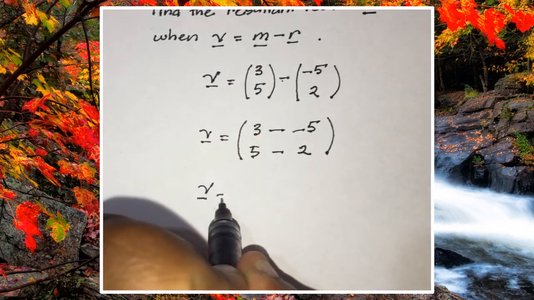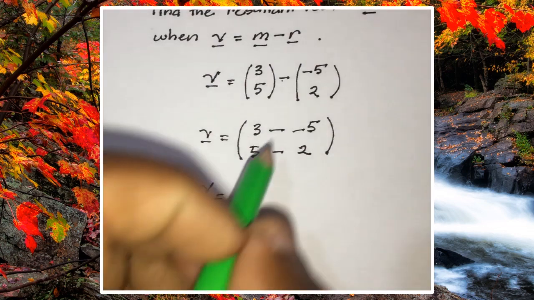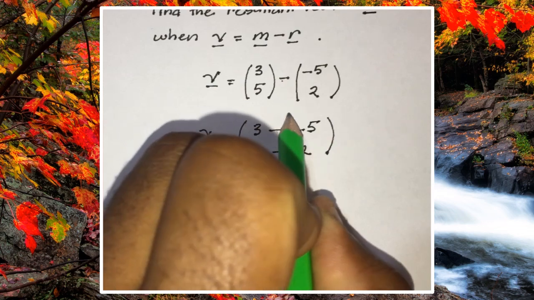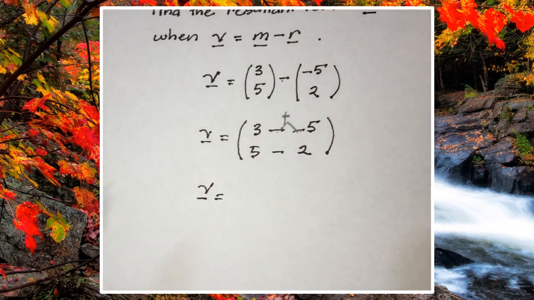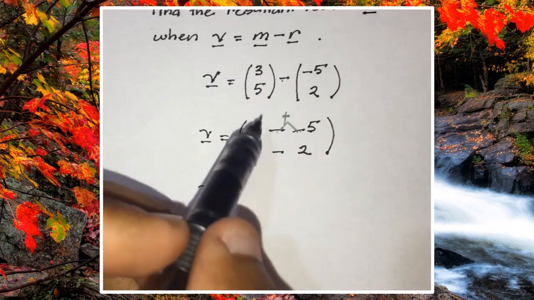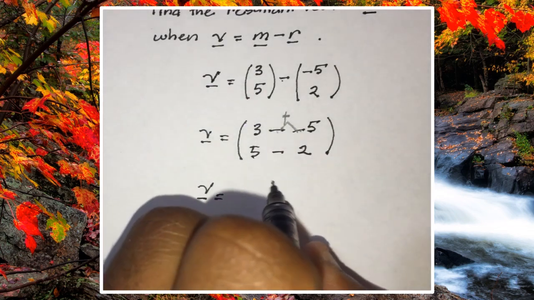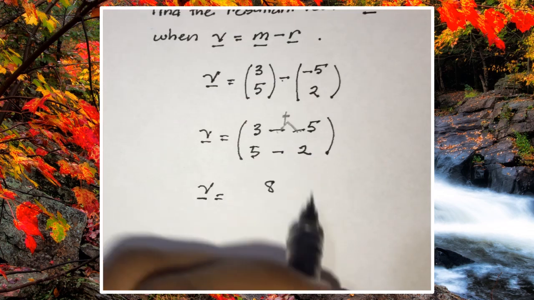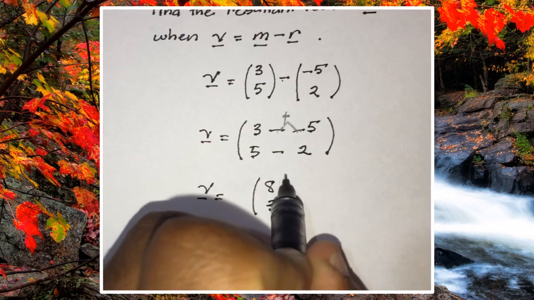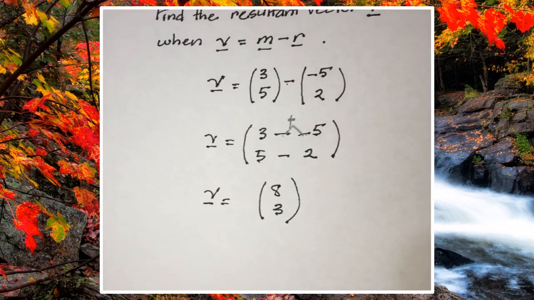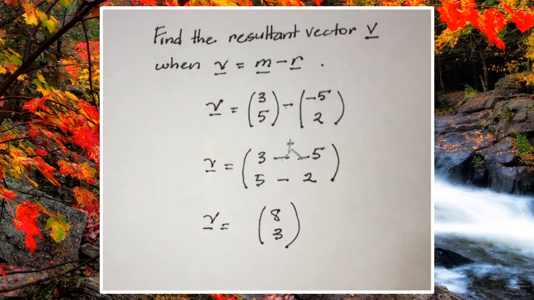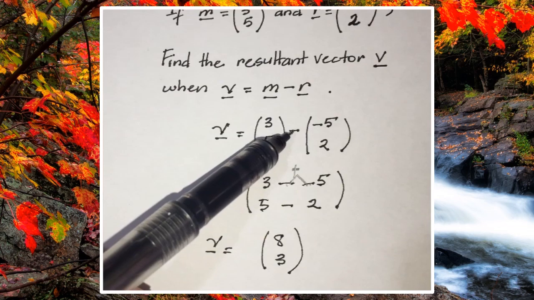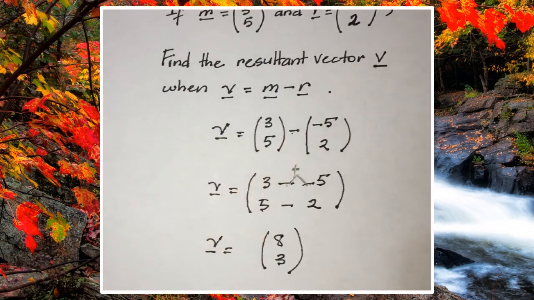So we know that this negative along with this negative, this one will reverse this one and give you a positive. So it's no longer 3 minus 5, but 3 plus 5, which is 8. And then down here, you have 5 minus 2, which is just 3. So the resultant vector v is 8, 3. Easy, isn't it? What you must watch out for is this negative with this negative. Have to watch out for that.